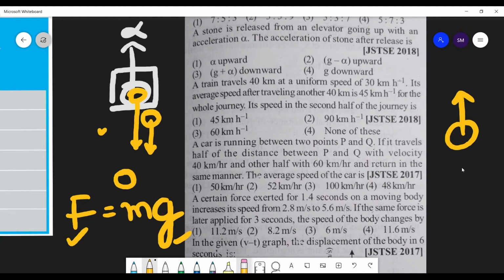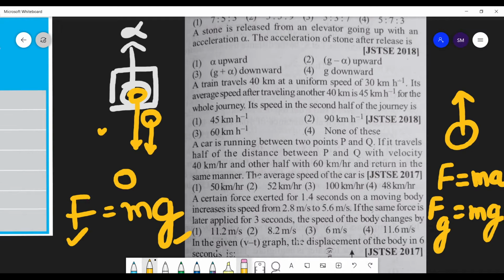But acceleration depends on force. Force is equal to mass into acceleration. In case of gravitational force, what is the value of a? That is acceleration due to gravity, g.